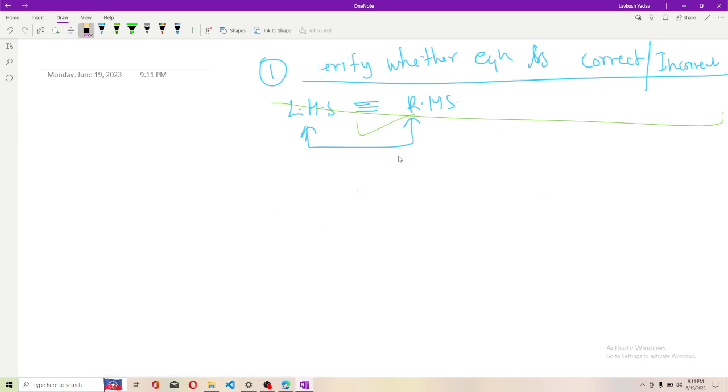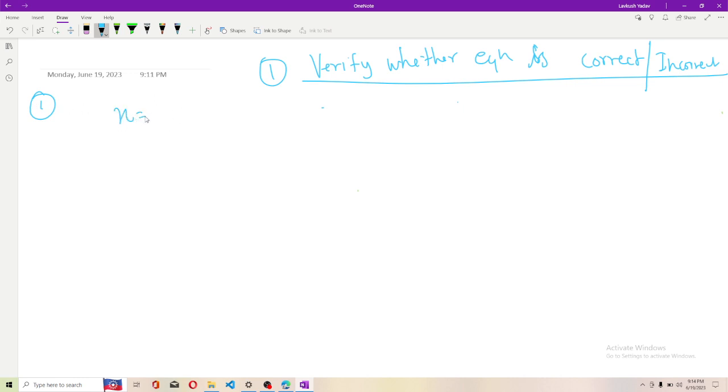So first, let's verify whether an equation is correct or not. Suppose we have x is equal to x naught plus v naught t plus 1 by 2 a t square. Now we want to find the dimensional formula of these terms.